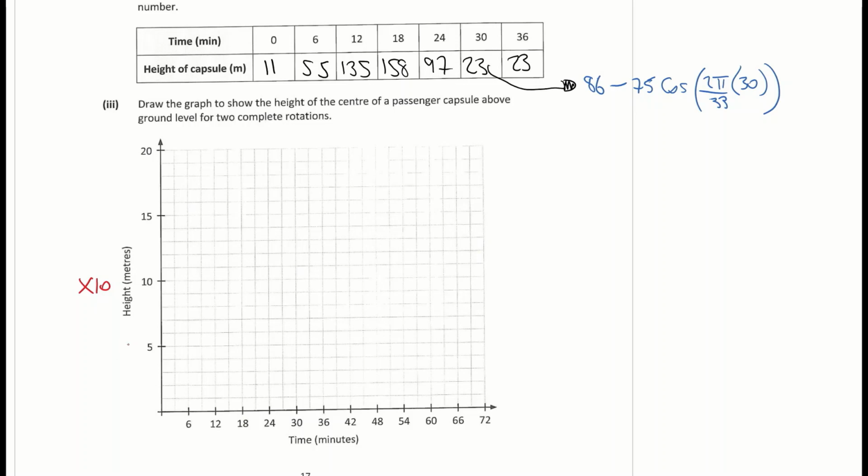If I multiply 5 by 10, I get 50 meters. 10 by 10, I get 100 meters. And that'll become 150 meters. And then finally 200 meters. So I just need to adjust my scale here. And now I'll plot the points.